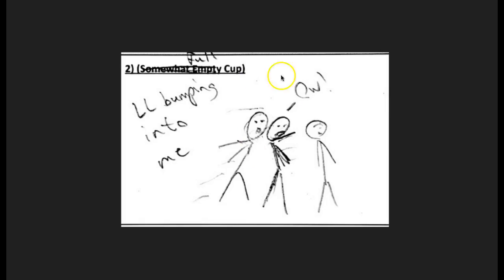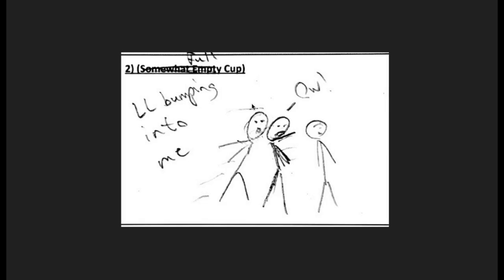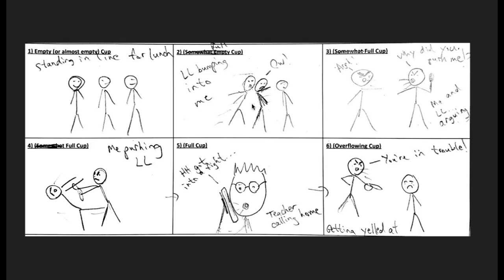It's good to note here that up here it says somewhat empty cup for the one right after that. Here I'm changing it to somewhat full cup because he bumped into me and that filled my cup pretty fast. You notice for the rest of them, I changed it to a full cup. That's okay. You can change it to whatever is appropriate to you. You're not always going to have it follow the exact formula of what's in the reflection. But once you've done this reflection, now you have this big picture that illustrates how you got to this point where your cup was overflowing.